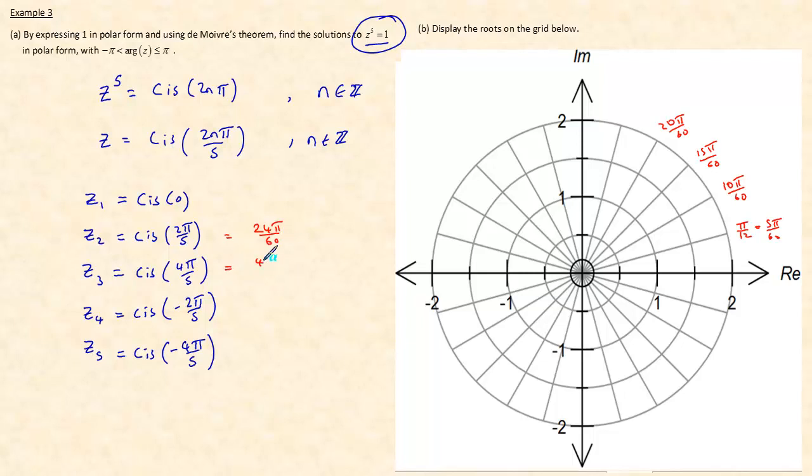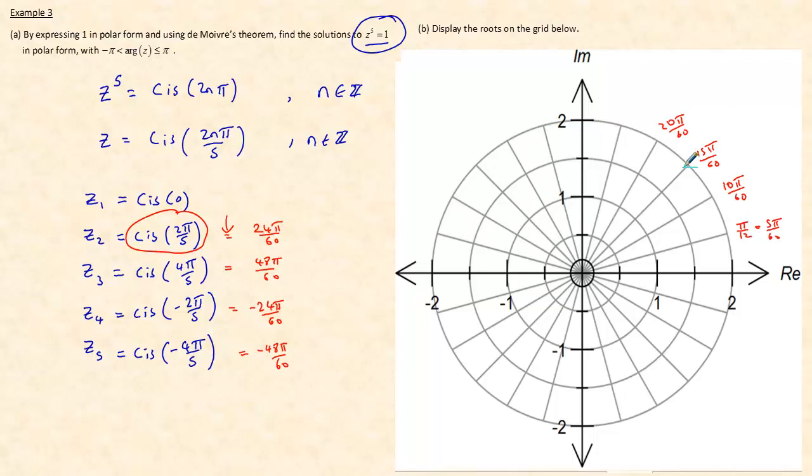And then this one will be 48 pi by 60. And then we'll have negative 24 pi by 60. And we'll have negative 48 pi by 60. And obviously these are not actually equal to this whole expression here. It's just the angle part I'm looking at.